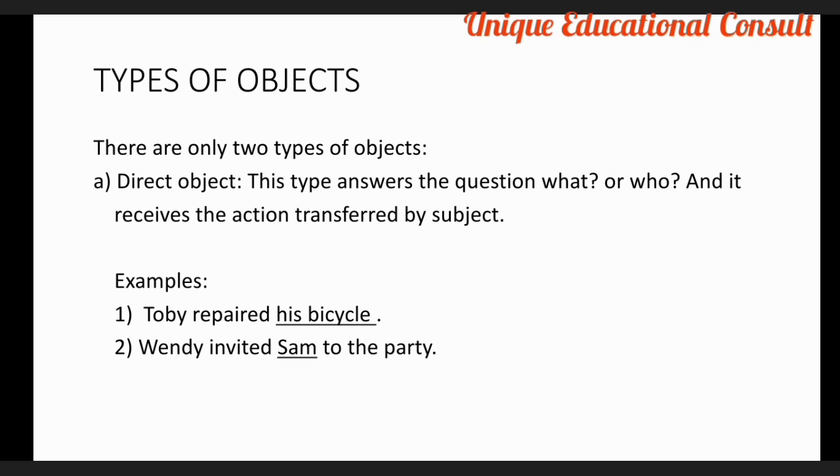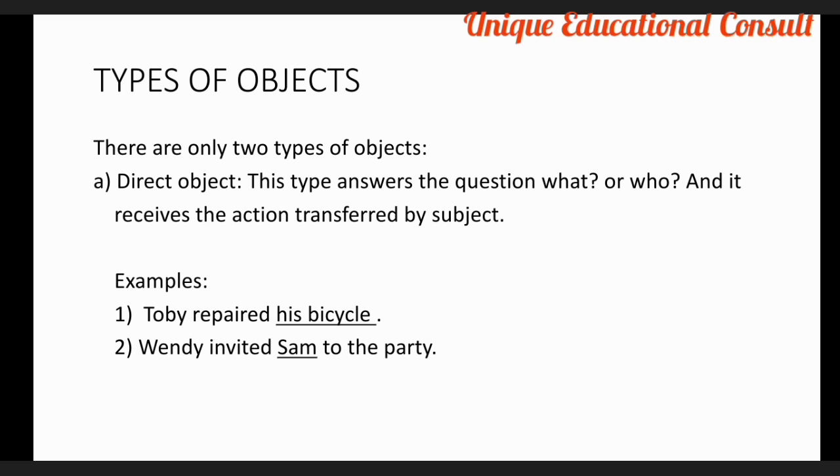Now, from sentence 1, let's look at the analysis. Toby repaired his bicycle. So the question it asks here and it answers here now is what? What? So what did Toby repair? Toby repaired his bicycle. I hope this is clear.